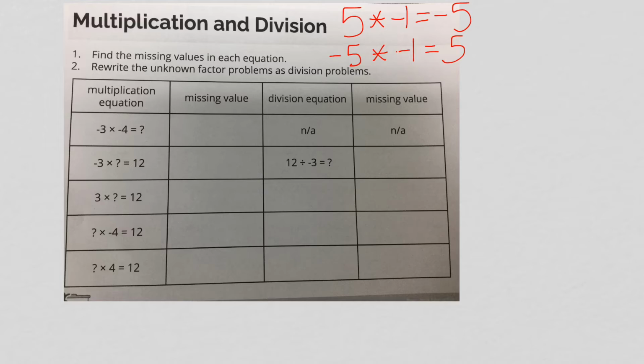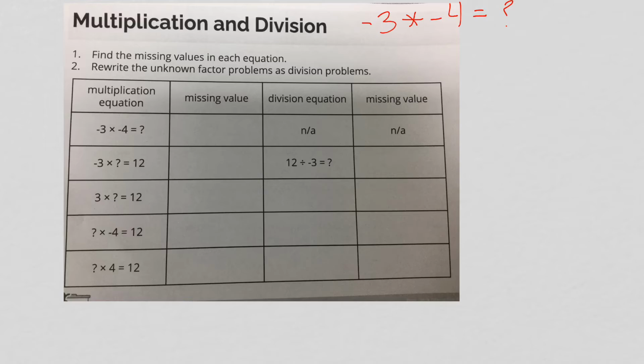Please take a moment and pause and attempt to fill in the table, and then unpause when you are ready to check your answers. Let's take a look at the first row. It says -3 times -4 equals question mark. So I'm going to go ahead and at the top, rewrite that equation. -3 times -4 equals question mark.